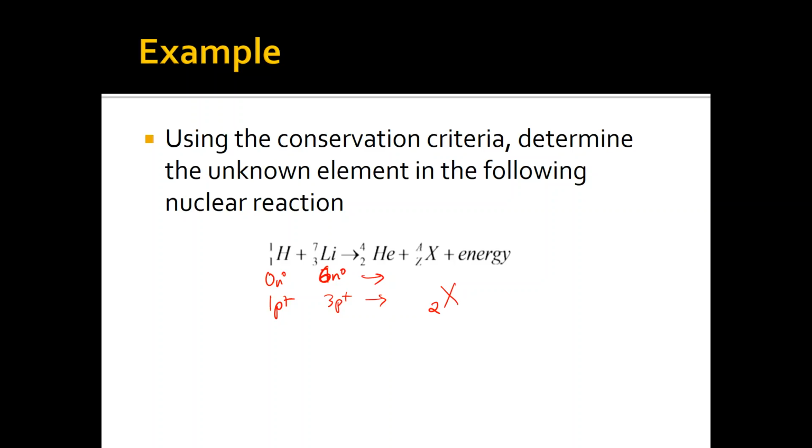So what has 2 protons and 4 nucleons? Helium, yeah, exactly. So this is just another helium atom. So the final equation is 1 hydrogen plus 7, 1 hydrogen with 1 lithium is going to give you 2 times helium of this energy.